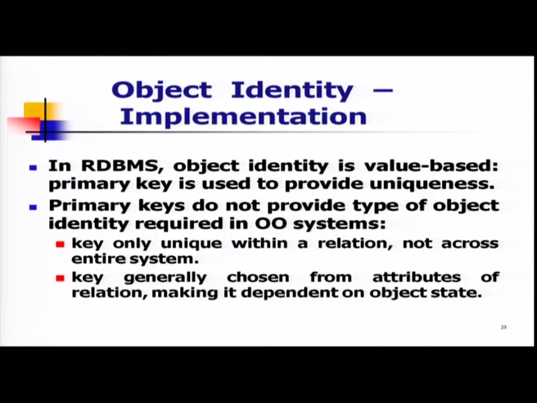Object identity implementation: in an RDBMS, object identity is value based. A primary key is used to provide uniqueness. Primary keys do not provide the type of object identity required in OO systems, because a primary key is simply an attribute name. If it is there, it is a primary key, otherwise it is not. In this table X, this is the primary key.